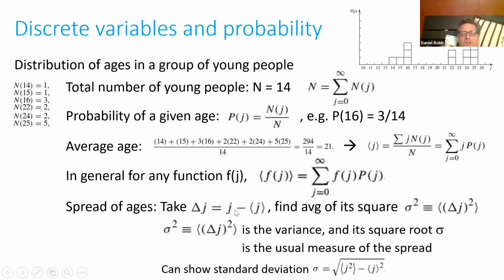But it's shown in the book that if we take this formula with delta j plugged in and squared, and do some simplifications, we actually get a nice expression for the standard deviation. It's the square root of the average value of the square of the quantity minus the square of the average value of the quantity. So the average value of, in this case, age squared, minus the square of the average value of the age, and all that, the square root, would be our spread. Okay, all right, so that's some discrete values in probability.